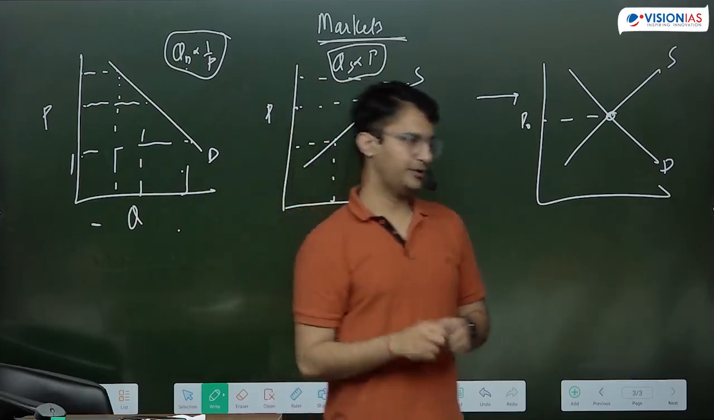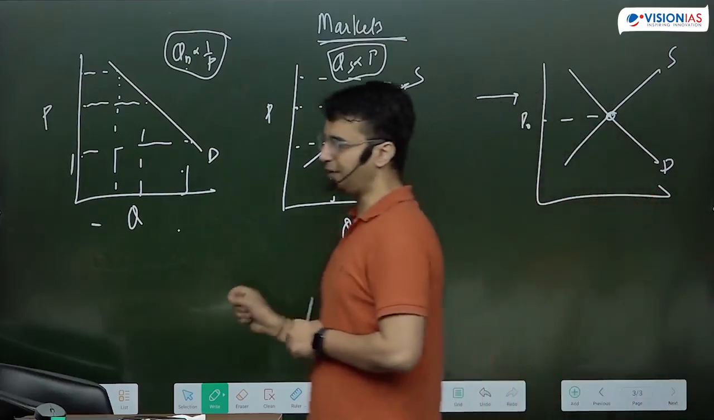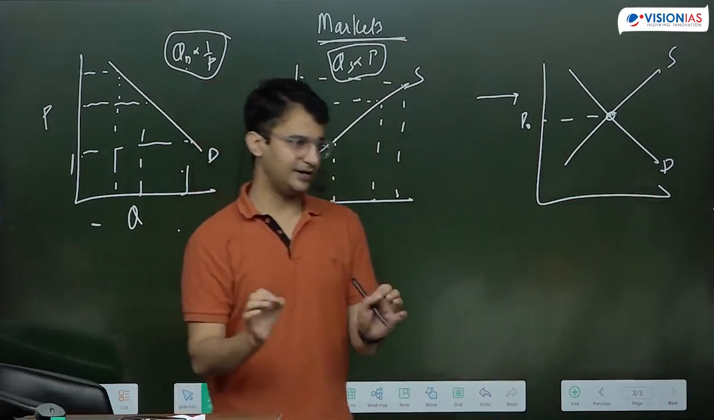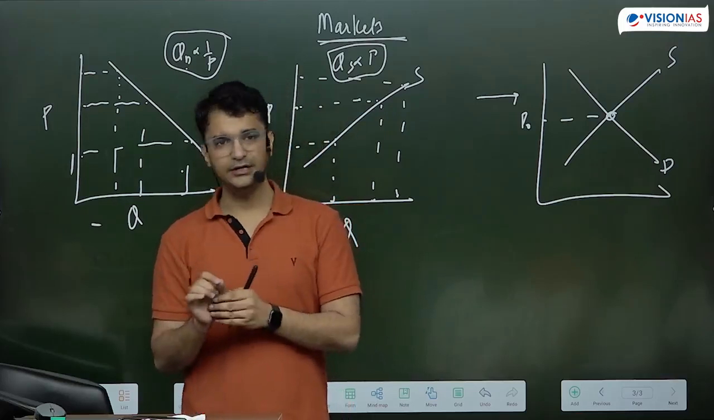But amongst those prices, one price becomes a dominant price. One random price becomes a dominant price. What does this term dominant mean?